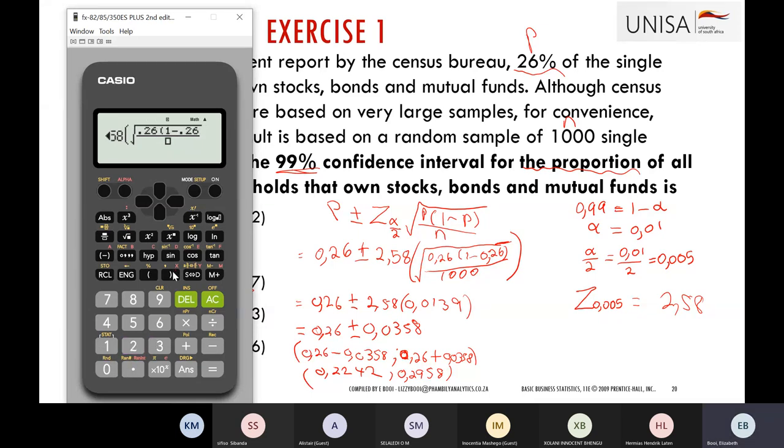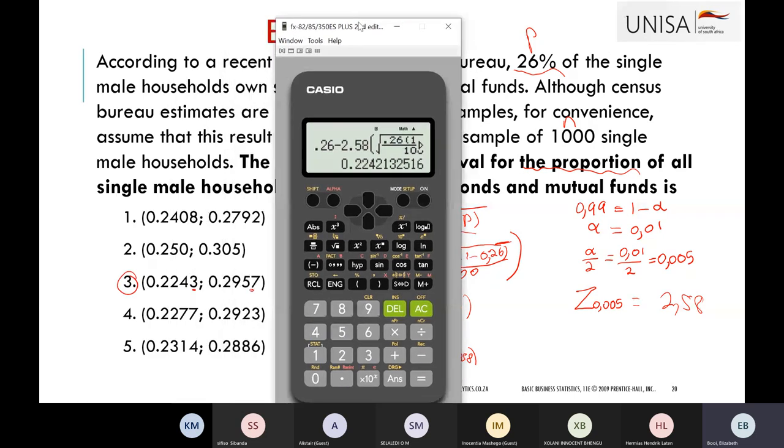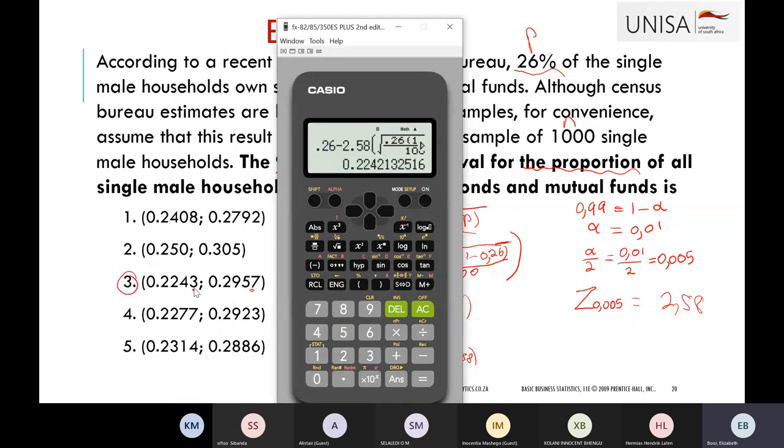0.26, close bracket, go down, put 1,000 there. And then use my arrow to go to the end. I must make sure that I'm right at the end and I put my closing bracket. If I want to see the whole equation, I can just scroll and see that I have captured everything correctly, and then press the equal sign, and that is your answer. And if you look at that, a 1 was added because they rounded off quickly when they were doing the calculations. So you just need to be very careful as well.